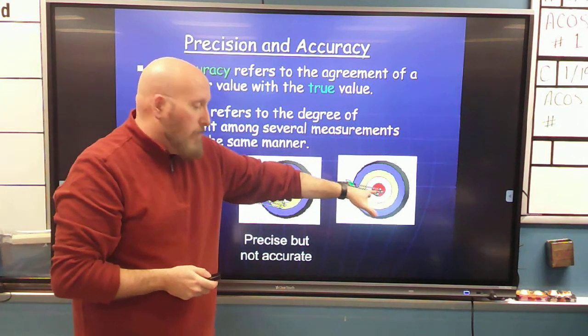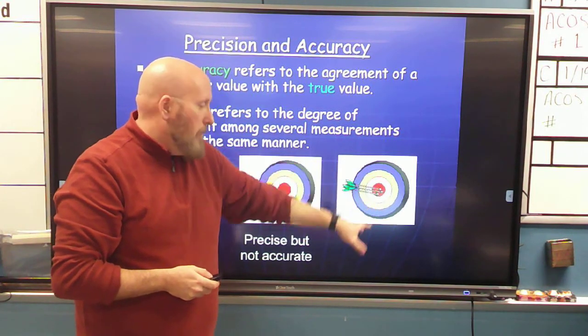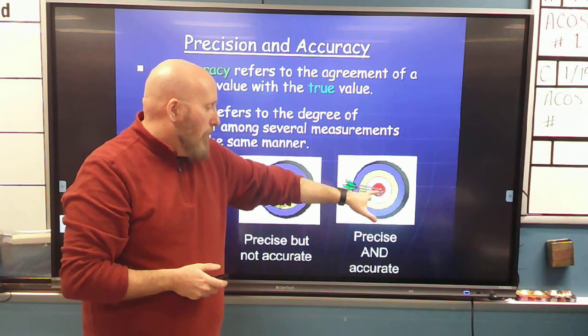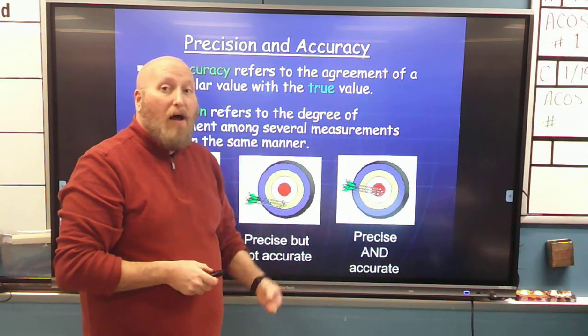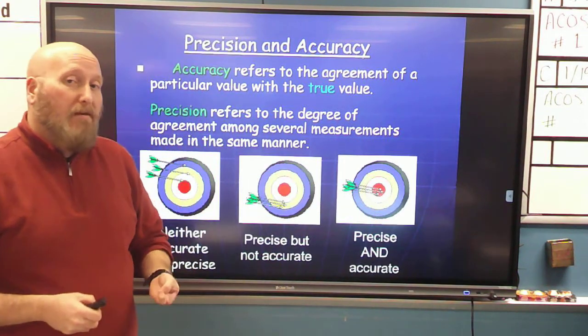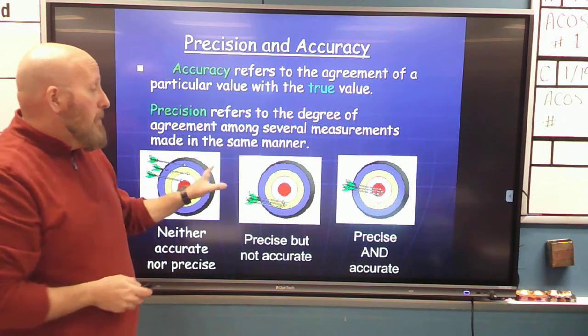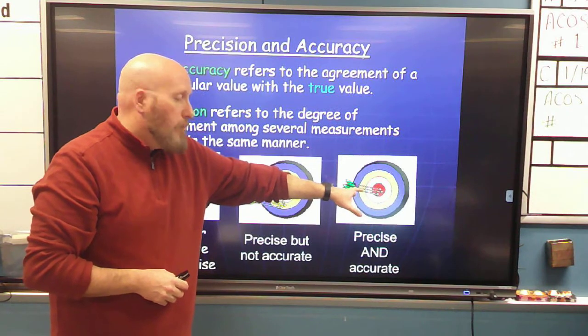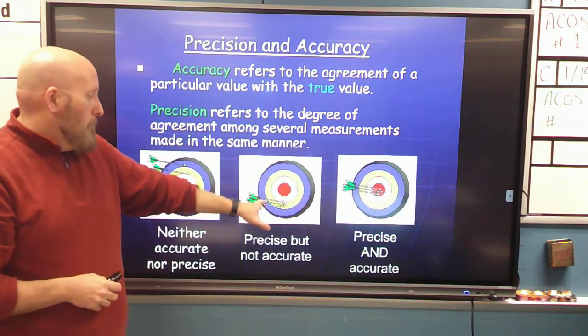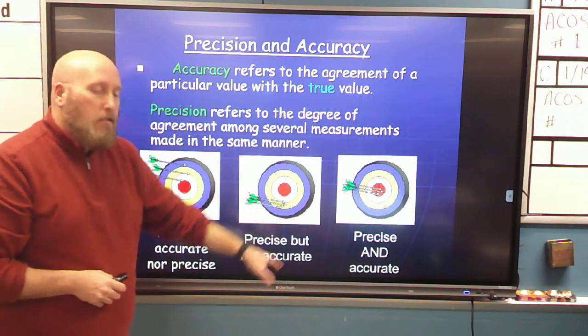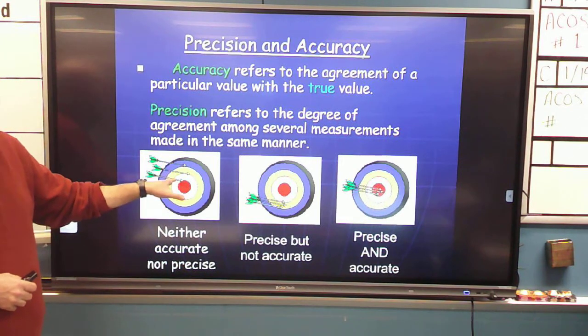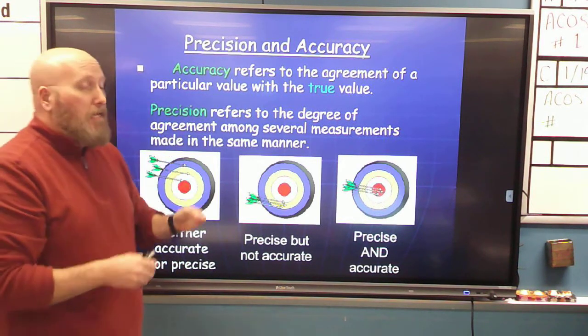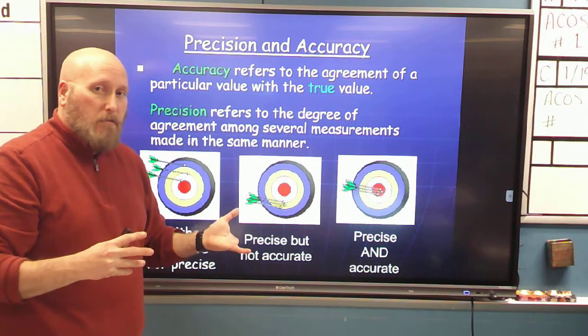And then this last one here has to do with both, right? We're both accurate because we're hitting here, right in the center, but we're also precise. Everybody's hitting in the same spot, which happens to be where we're aiming for. So you can see the difference between accuracy and precision. Precision, but no accuracy. Neither accurate nor precise. Okay? So you do see the difference between precision and accuracy.